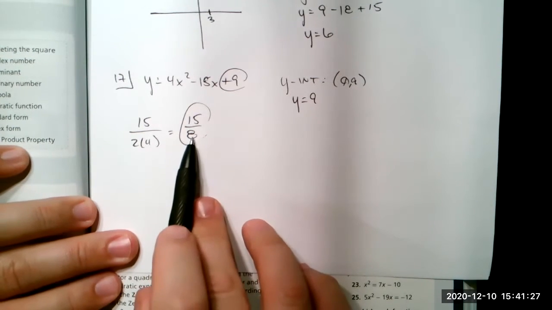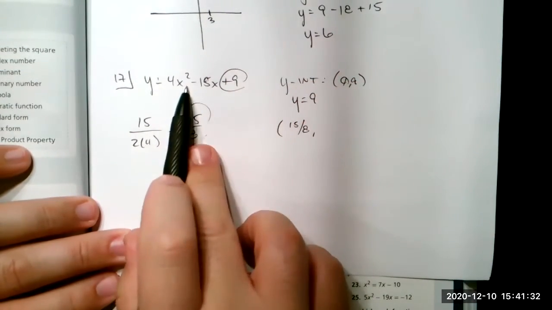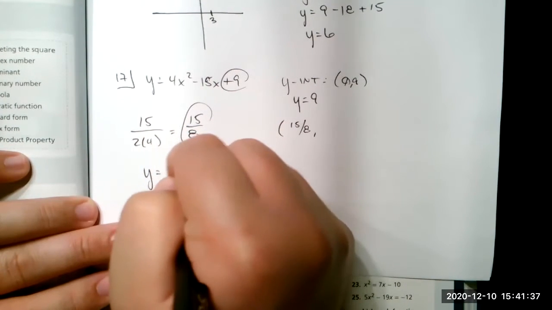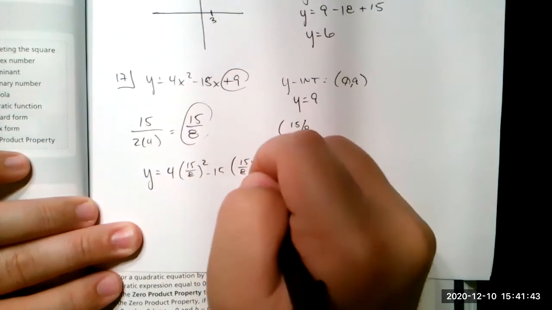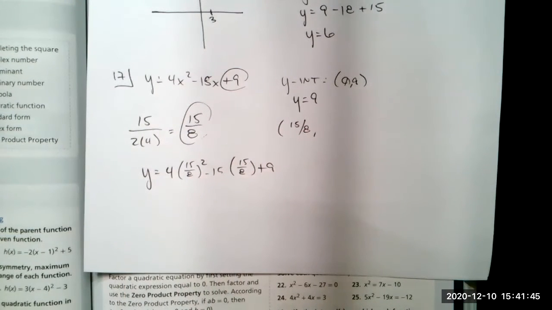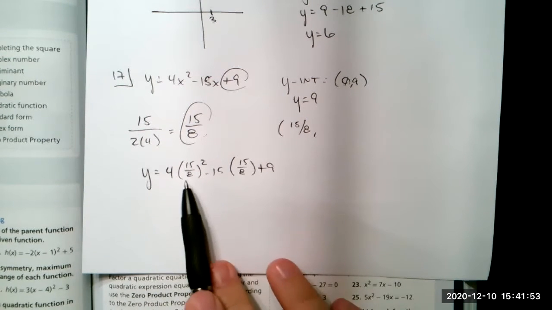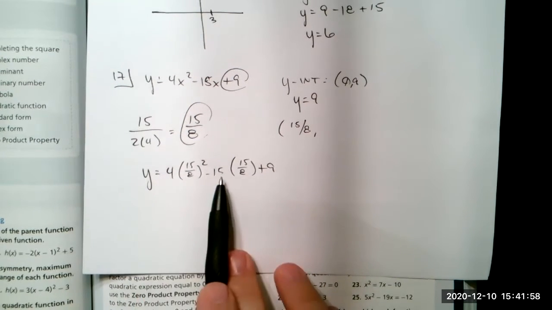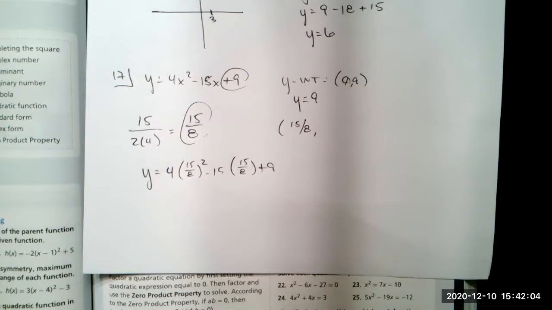So now, if that's my h value, I can just plug that into my function to get my k value. So y equals 4 times 15/8 squared minus 15 times 15/8 plus 9. Do this in your head. Type it into a calculator. Just make sure you're careful when you're typing these things into a calculator. But once you do the math, 15/8 squared, then multiply it by 4. Then you'll do negative 15 times 15/8, and then you'll add and subtract them from left to right.